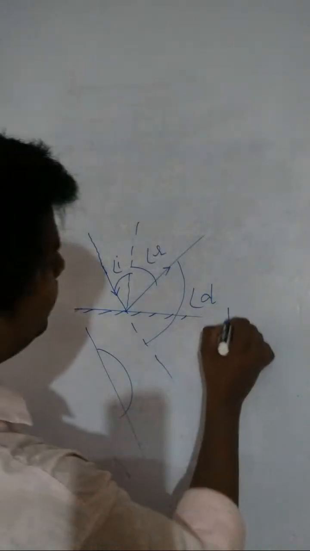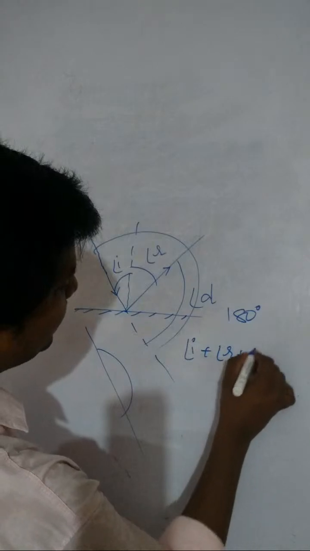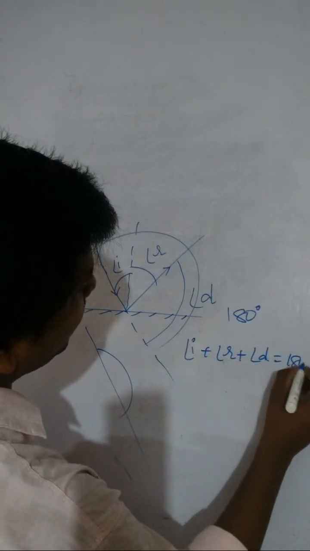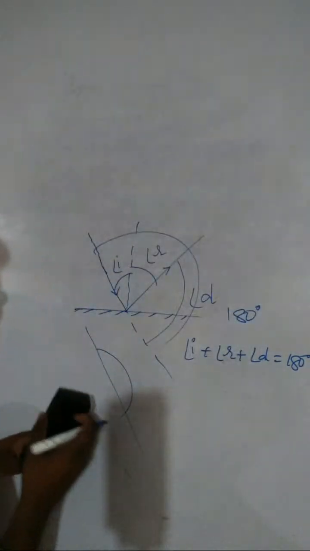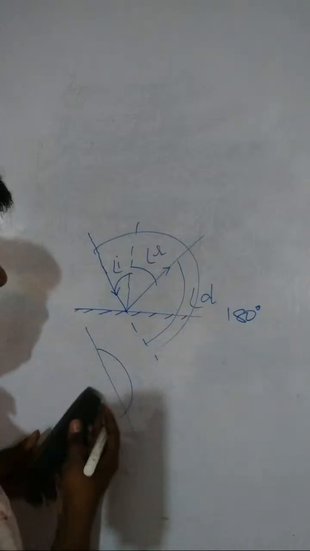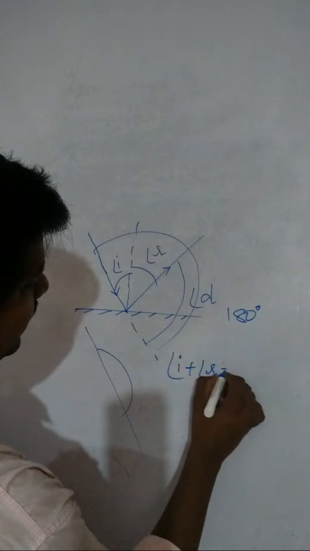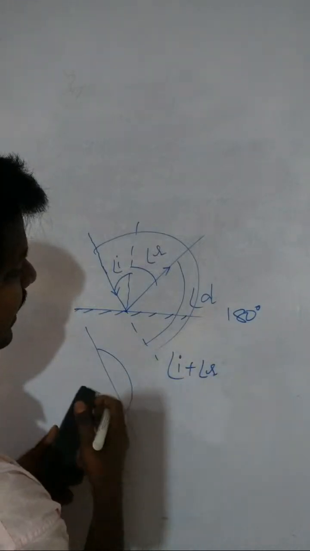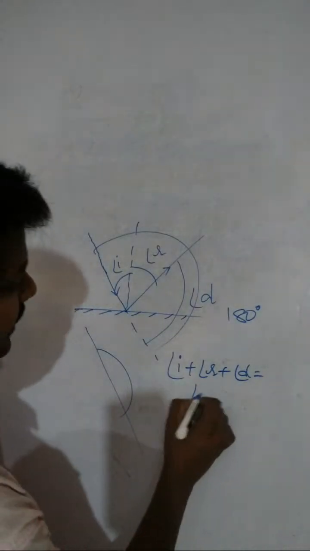The linear angle is 180 degrees. So if you take this entire angle, the angle of incidence plus the angle of reflection plus the angle of deviation equals 180 degrees. We know the laws of reflection. From the laws of reflection, the angle of incidence is equal to the angle of reflection, right? So angle of incidence plus angle of reflection plus angle of deviation equals 180 degrees.